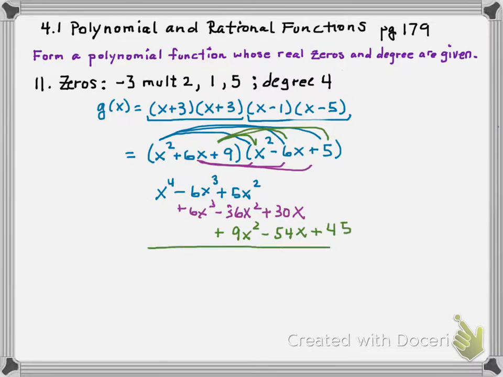I'm just going to draw a line here. All right, we're going to combine all of our like terms. So we've got an x to the 4th, and those x cubes, notice that they cancel out. That's kind of nice. And over here I've got a positive 14x squared and a -36. That's going to be a -22x squared, I believe. And then I got a positive 30x and -54x. Let's go with minus 24x. And then a plus 45.